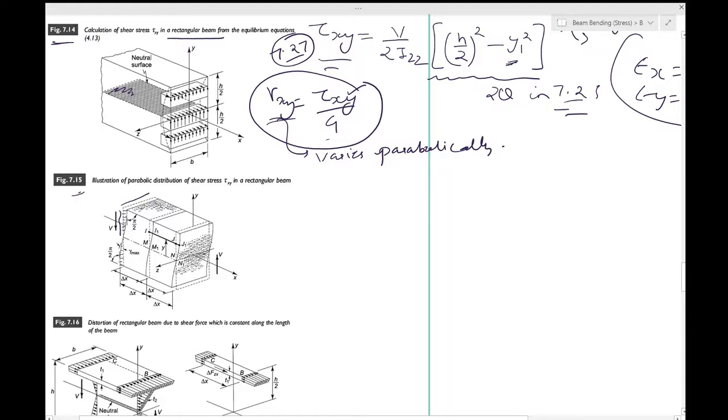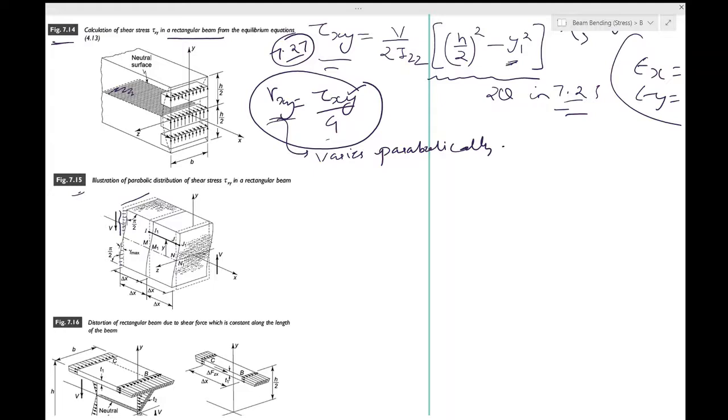So the surface which was originally plane is now distorted, and this is different from when we didn't have the shear forces. Please go back to the section when we didn't have shear forces in bending. In that case, the plane sections will continue to remain plane, but here they are distorted.